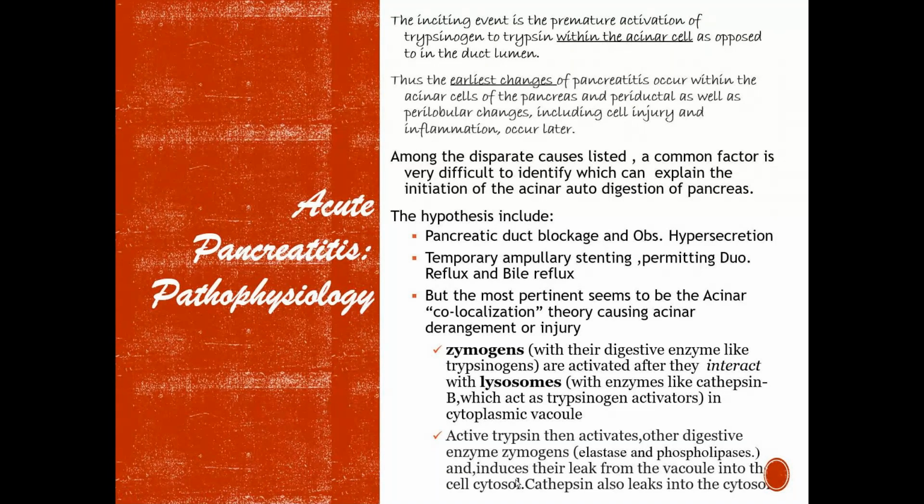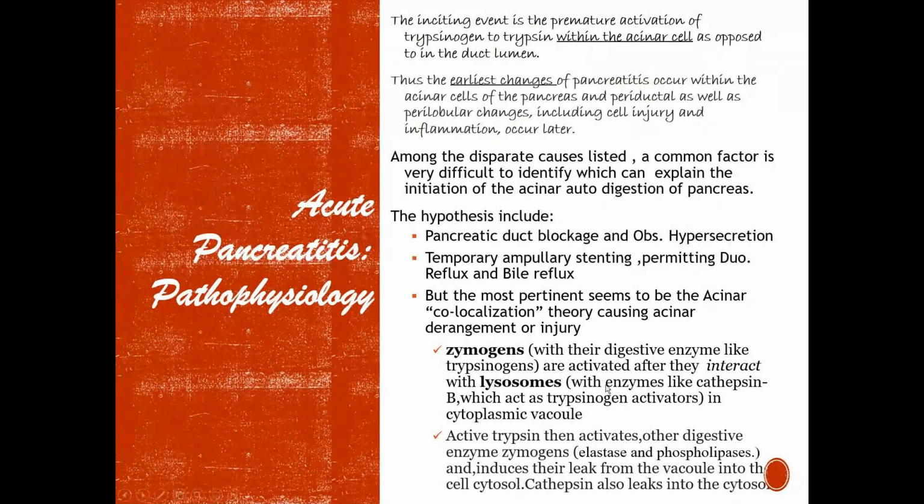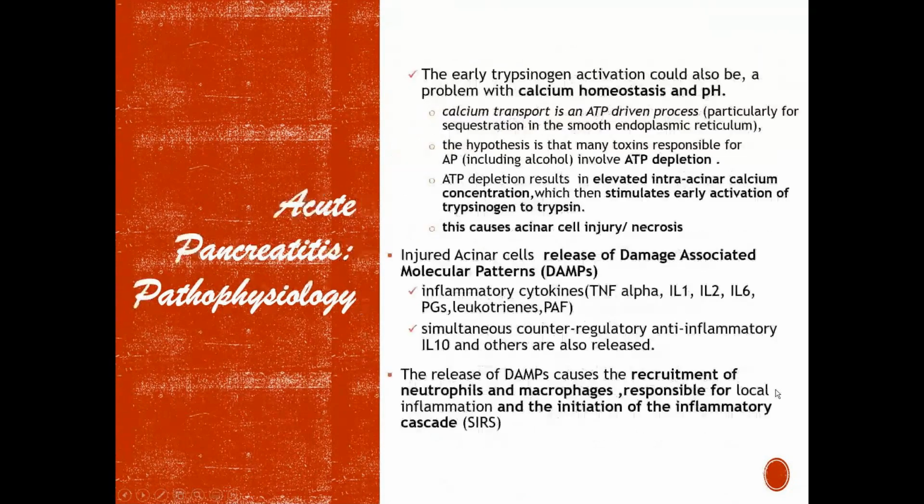Now this vacuole permeability increases. The wall of the vacuole. Remember, the vacuole is what? Inside the cell. So it's a subcellular particle. So inside that subcellular particle, now there's increased leakage of these activated enzymes, along with leakage of the cathepsin B also. So everything is leaking into the cytosol. Now, this early activation of trypsinogen and the leakage leads to cellular injury.